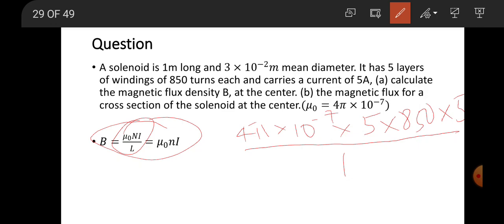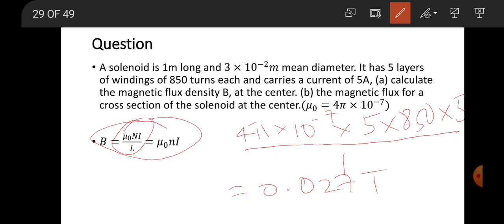So let's see this. Multiply by 5 times 850 times 5, then divided by 1. So here we're going to get 0.027 Tesla. Now that's for A, that's the magnetic flux density.